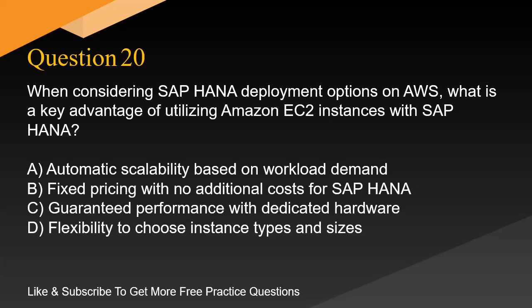Question 20. When considering SAP HANA deployment options on AWS, what is a key advantage of utilizing Amazon EC2 instances with SAP HANA? A. Automatic scalability based on workload demand. B. Fixed pricing with no additional costs for SAP HANA. C. Guaranteed performance with dedicated hardware. D. Flexibility to choose instance types and sizes.